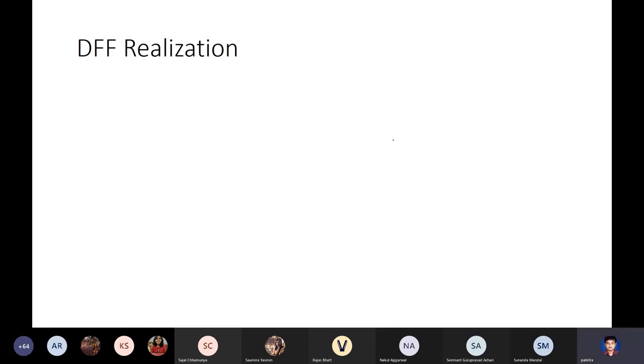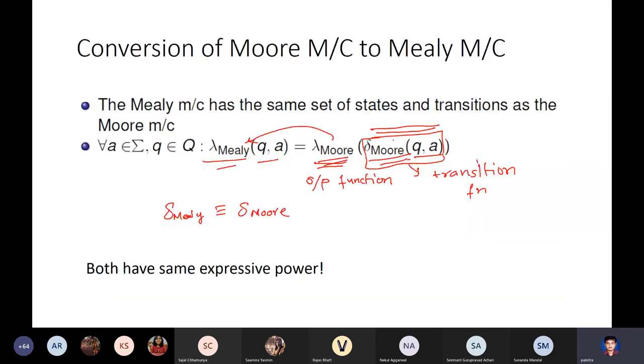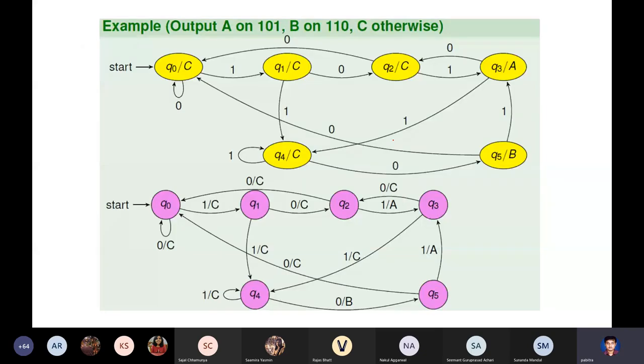This is very simple to illustrate in terms of the state transition diagram. So let's say at the top, this is my Moore machine, and I want to convert it to an equivalent Mealy machine.